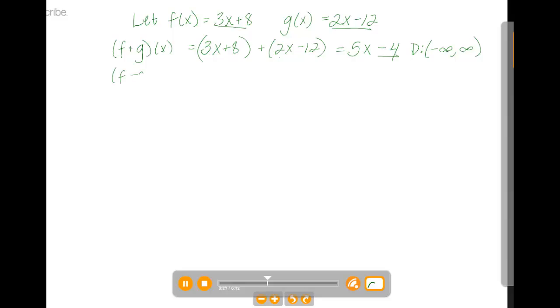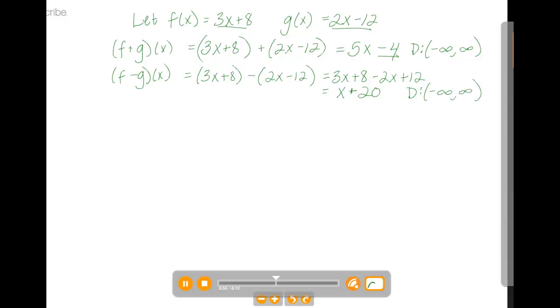Let's see what happens when we subtract them. Here's f of x minus g of x. This time we have to be careful, we're subtracting a binomial, so we're going to subtract each term. We want to distribute that minus 1 out here. This ends up being 3x plus 8 minus 2x plus 12. When we simplify, we get 3x minus 2x is just x, 8 plus 12 is 20. Turns out when we subtracted one line from another line, we ended up with a third linear function, and again, our domain is unrestricted, negative infinity to infinity.